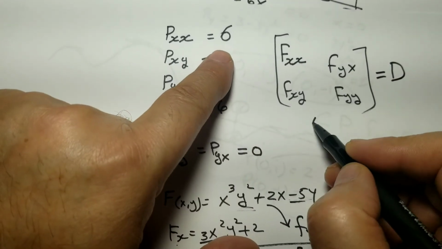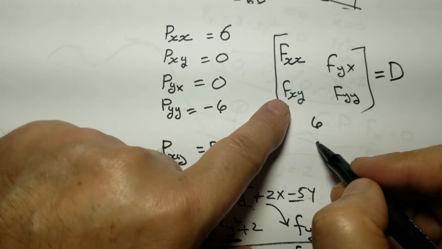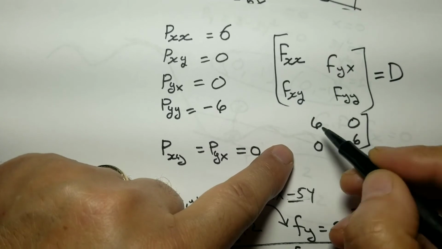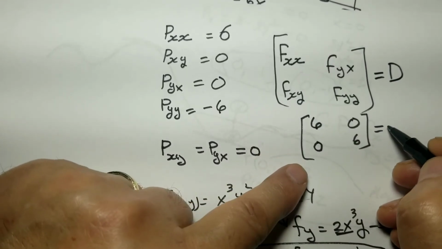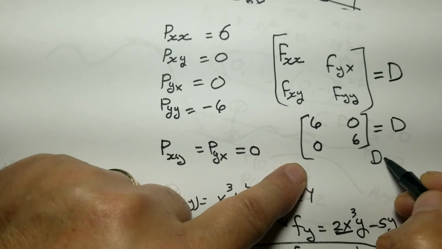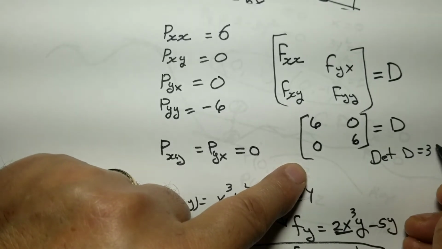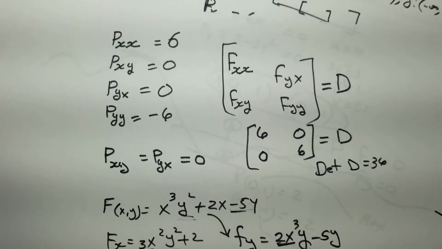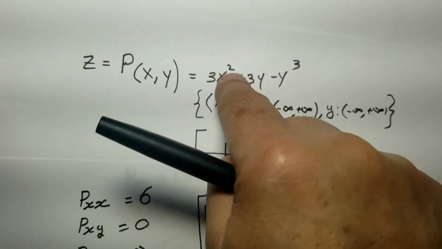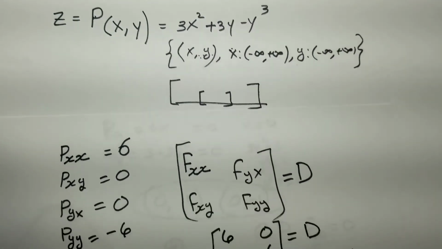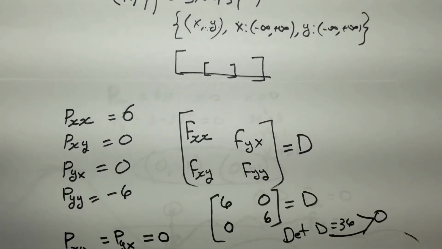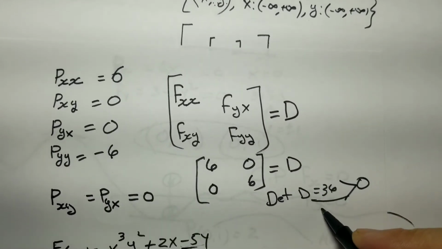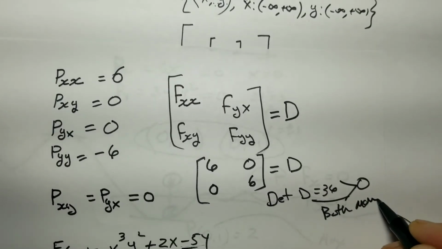And what is f of xx? 6. What was f of xy? 0. What is f of yx? 0. What is f of yy? 6. Would you tell me what is the determinant of that matrix? The determinant D is 36. And in order for a function to have a maximum or a minimum, both max and min, your D must be positive. There is no negative in there. Therefore, both max and min.